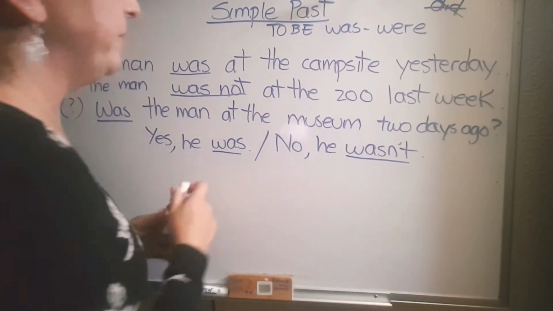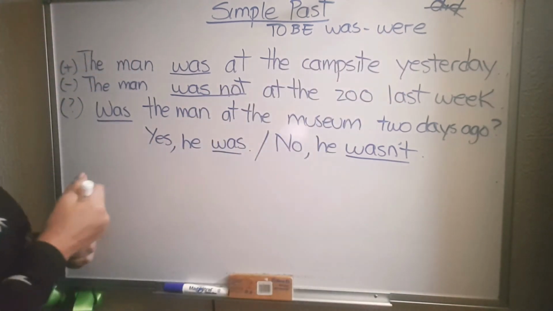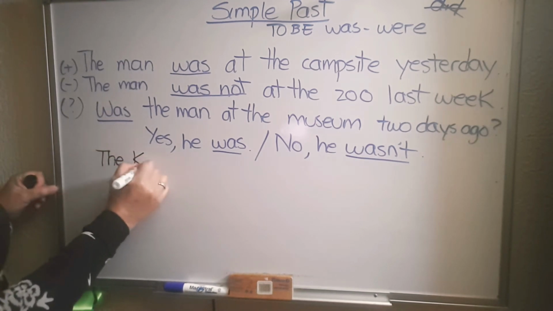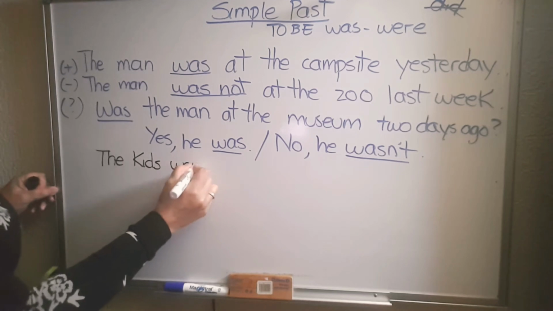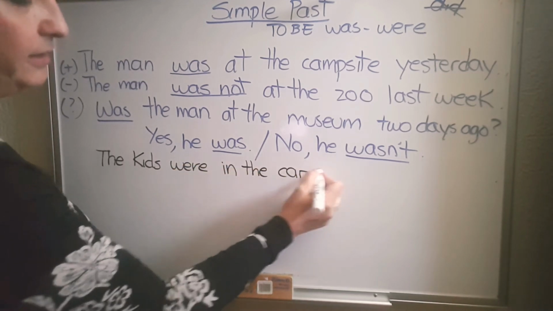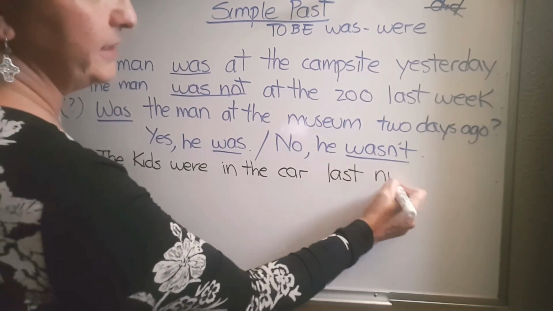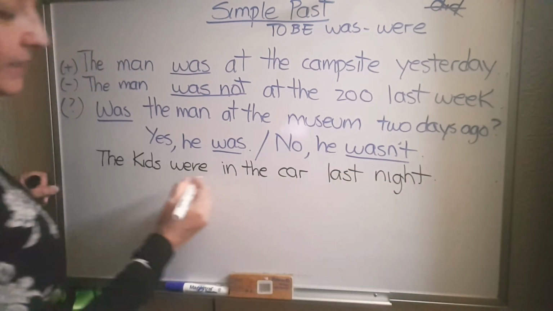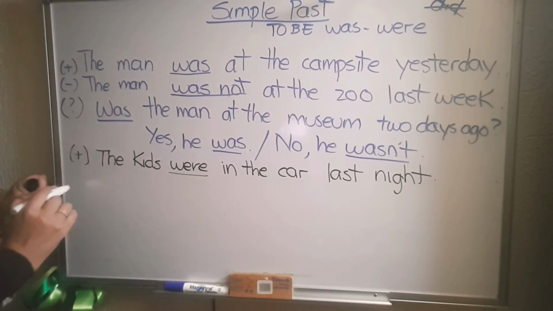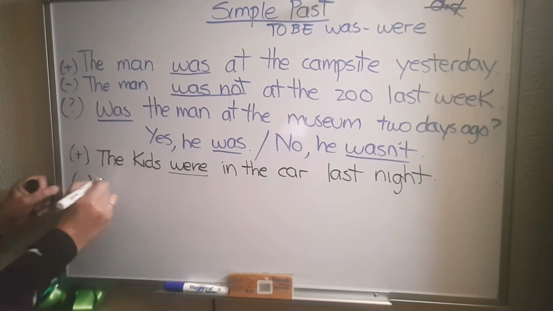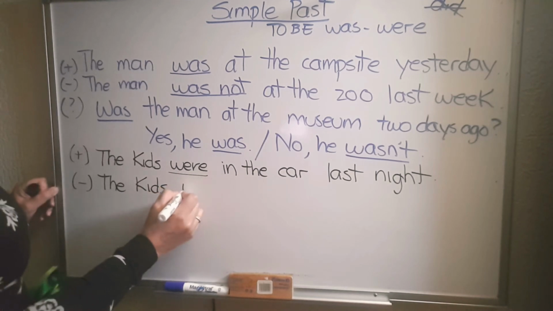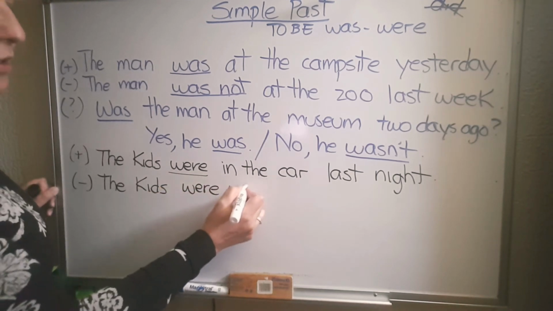Let's write an example in plural, so we use were. We have the kids were in the car last night. The kids were in the car last night. That is in affirmative. In negative, the kids, plural, children, the kids weren't or were not in the bus yesterday.